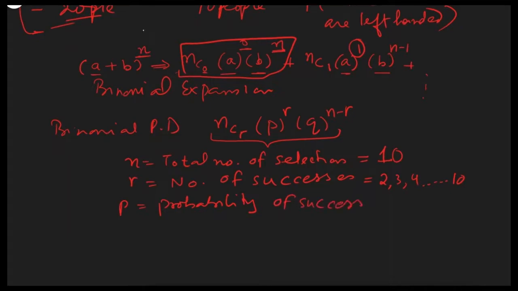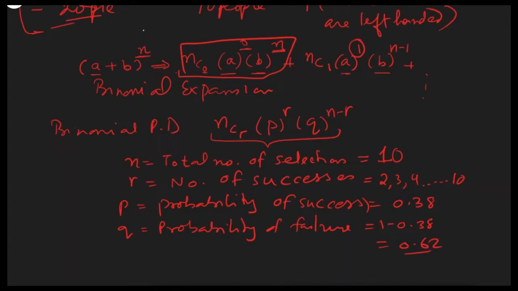In this case, 38% of the people are left-handed, so the probability of success becomes 0.38. Q is obviously the probability of failure. In this case, it will be 1 minus 0.38, which is 0.62. So we have everything here.